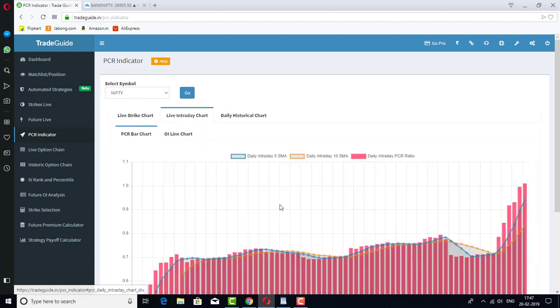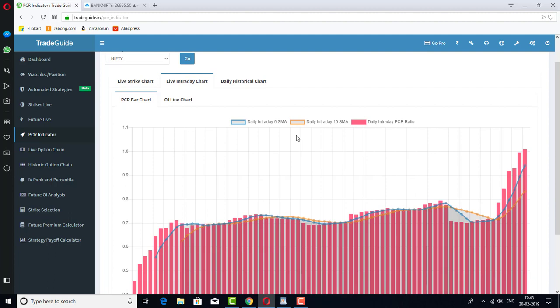As we go on to the live intraday chart, you see this is the live intraday chart. Now, what does the live intraday chart mean? The previous chart, the live strike chart, was for particular strike prices of Nifty. But the live intraday chart is in total, like all the strikes, the total put open interest and the total call open interest. When we find out the PCR from them, we get the live intraday chart.